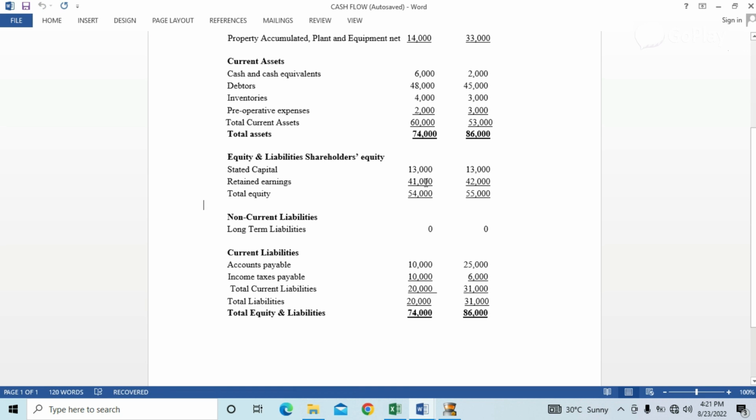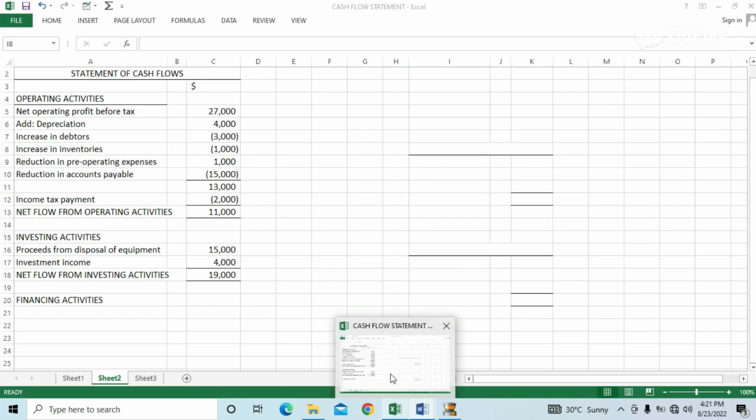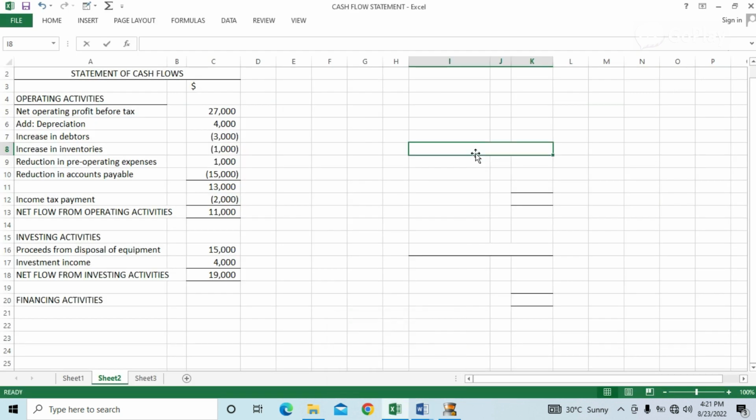So probably it may be that they pay dividend. So the difference will be dividend payment. So we are going to do the control account to know how much was paid for dividend. So we have the retained earning control account, so we have the opening balance, which was 42,000.